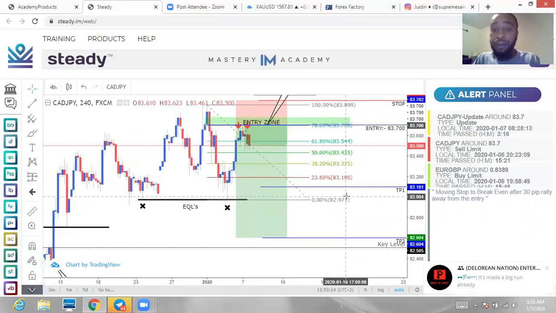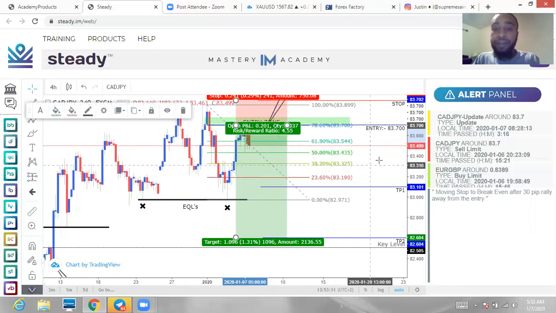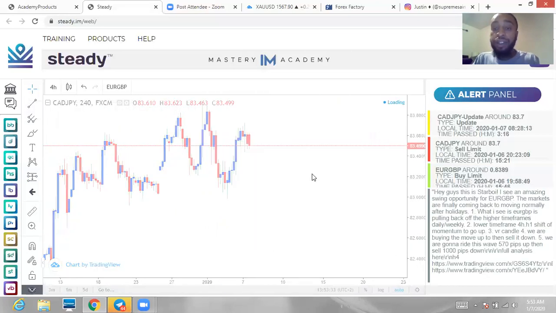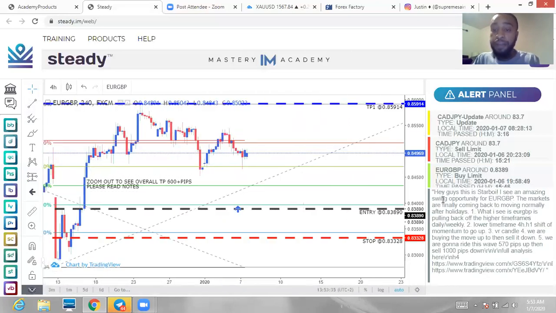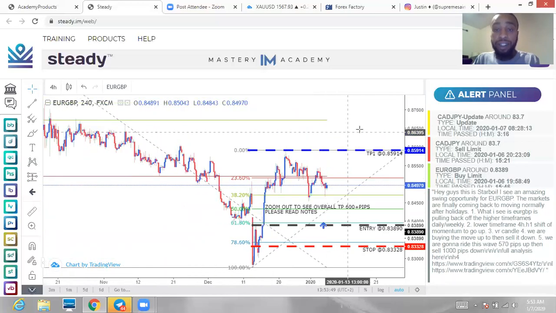Now that's one example. I'm going to give you another example. Now this is CADJPY. This one is already active. We're going to go to your GBP now. Same concept. You see it has all of this information right here. Whenever you get a chance, please read the information. I'm just not going to do it for the purpose of time on the video. Now, this is the same concept, ladies and gentlemen. Do y'all see?